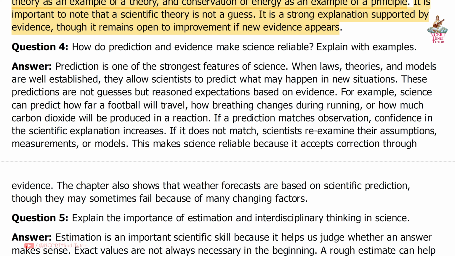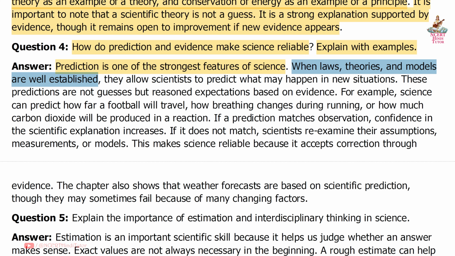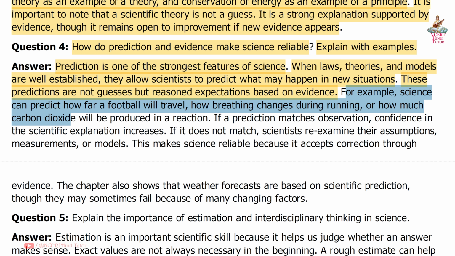Question 4. How do prediction and evidence make science reliable? Explain with examples. Answer. Prediction is one of the strongest features of science. When laws, theories, and models are well established, they allow scientists to predict what may happen in new situations. These predictions are not guesses but reasoned expectations based on evidence. For example, science can predict how far a football will travel, how breathing changes during running, or how much carbon dioxide will be produced in a reaction.